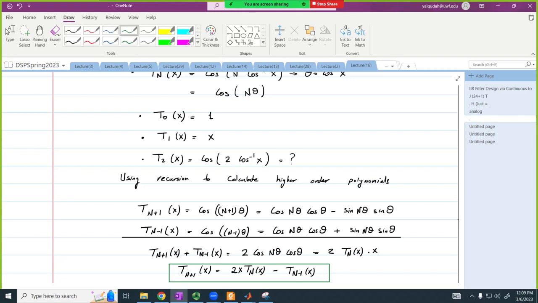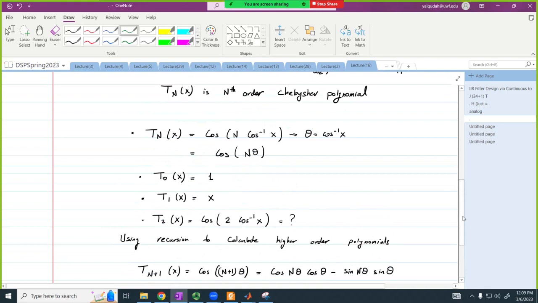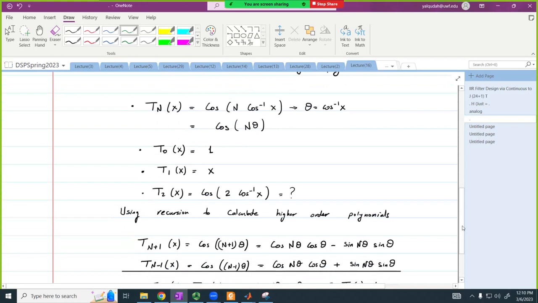Theta is equal to the cosine inverse of x. By definition, T of n is equal to cosine n theta. Okay, theta equals cosine inverse, and I see. What was the other one? Cosine theta. Cosine theta is equal to x. Because from here. Okay. Thanks.